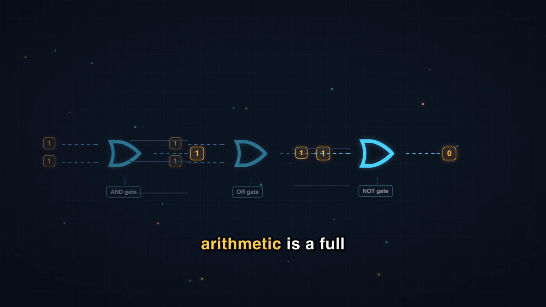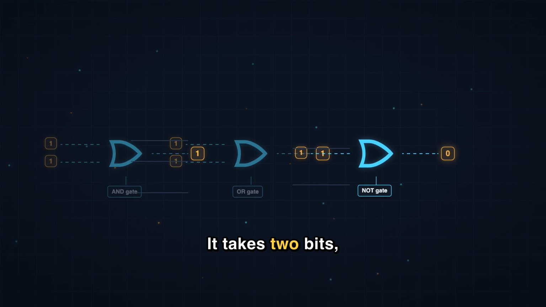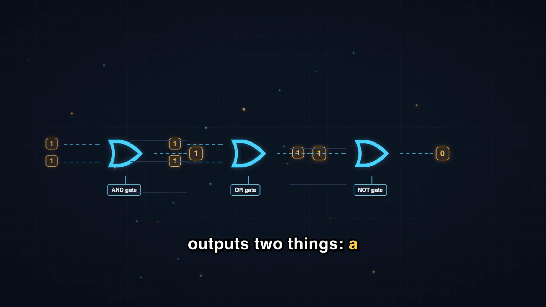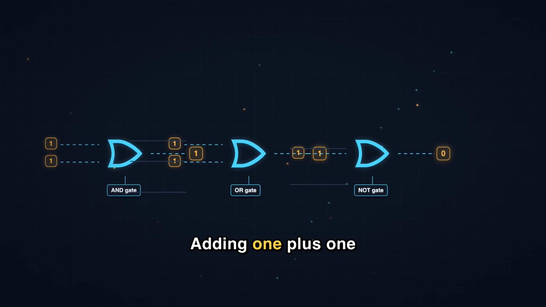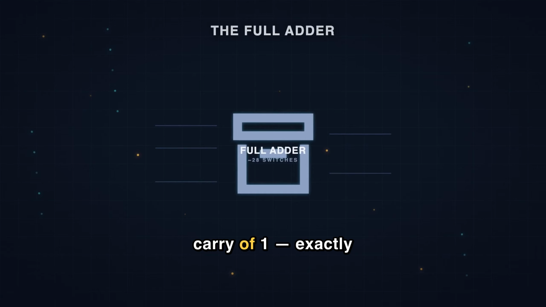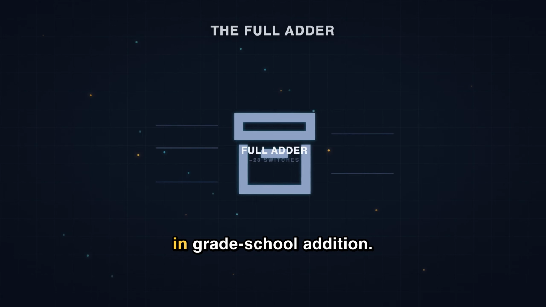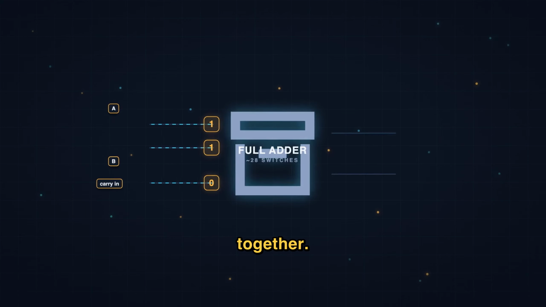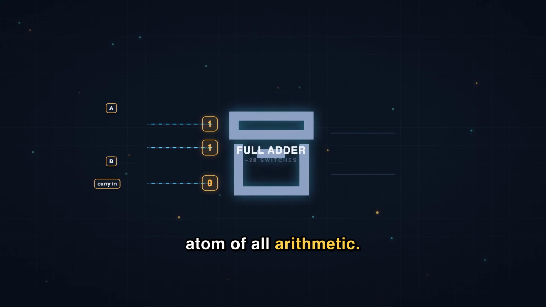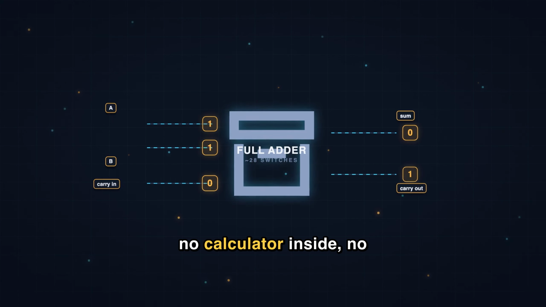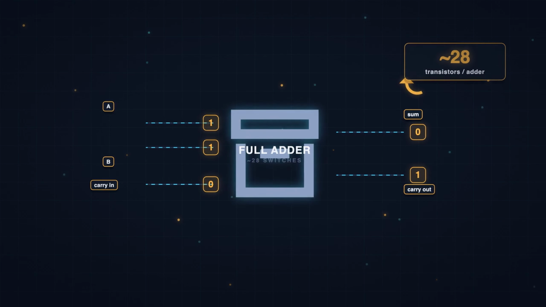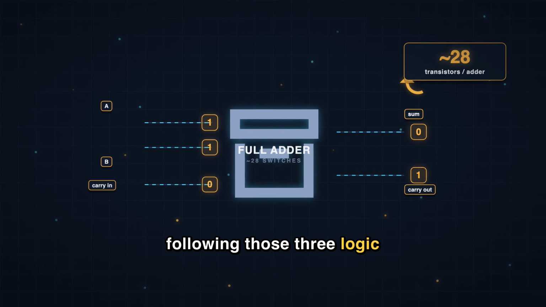The smallest piece of arithmetic is a full adder. It takes 2 bits plus a carry bit left over from the column before and it outputs 2 things. A sum bit and a new carry bit. Adding 1 plus 1 gives you a sum of 0 and a carry of 1, exactly like carrying the 1 in grade school addition. A full adder is roughly 28 transistors wired together. And that is the atom of all arithmetic. Look closely and there's no calculator inside, no understanding of numbers. It's pure switching. Voltage in, voltage out, following those 3 logic rules.